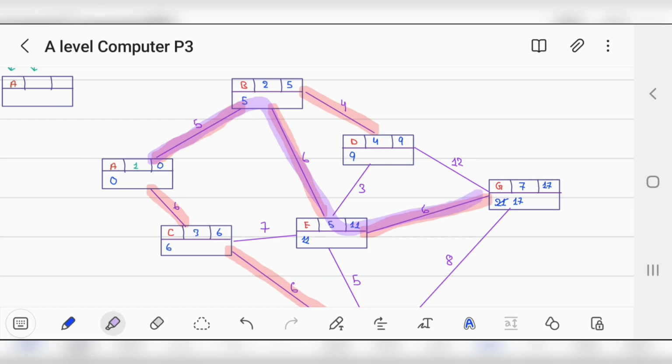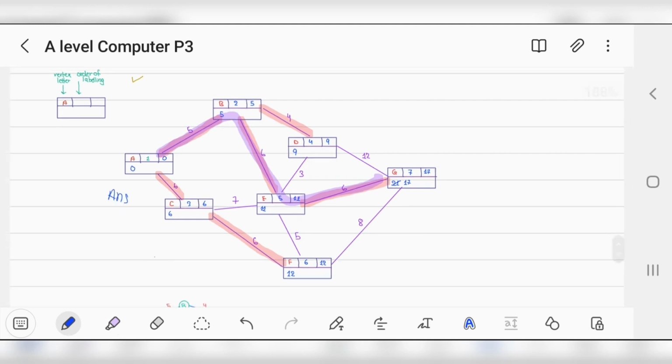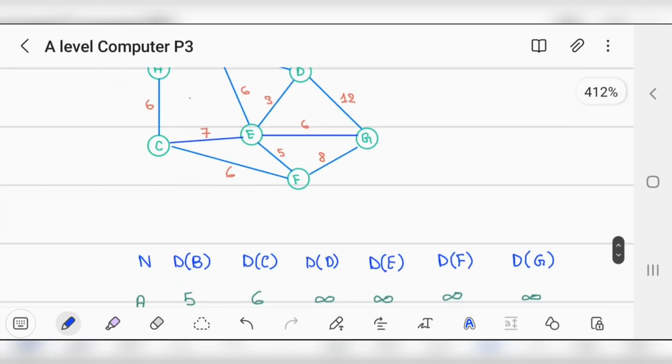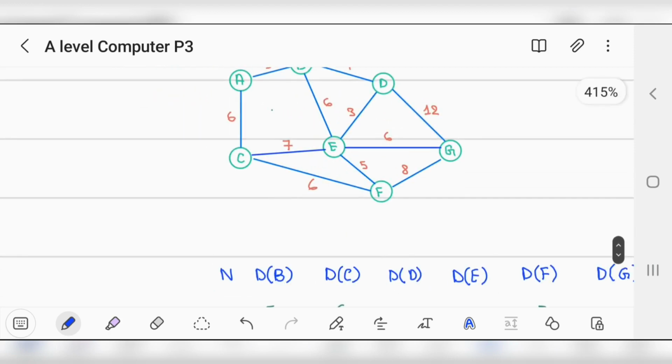Boom, this is the shortest path. Here, then going here, and then going here is the shortest path. Okay, this is the answer. This is how you try to show in the exam. Another way of telling the shortest path is, let me just do it.